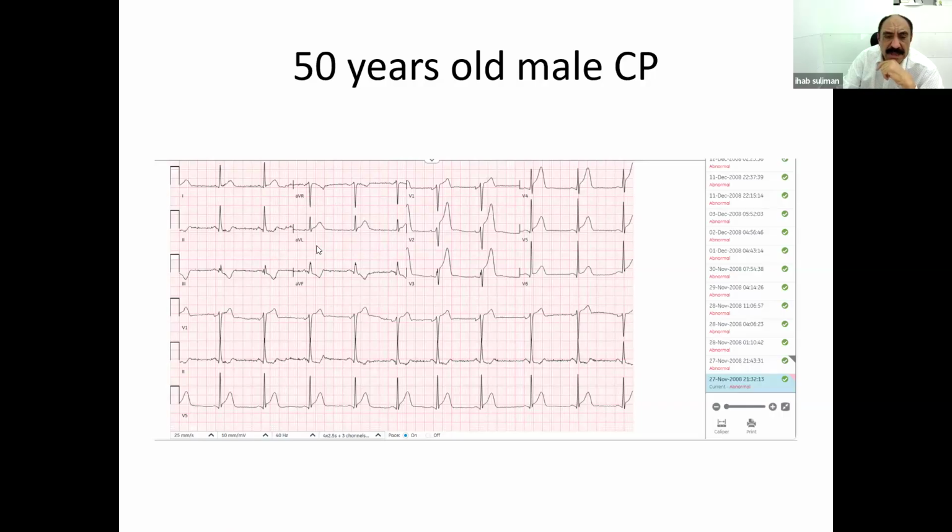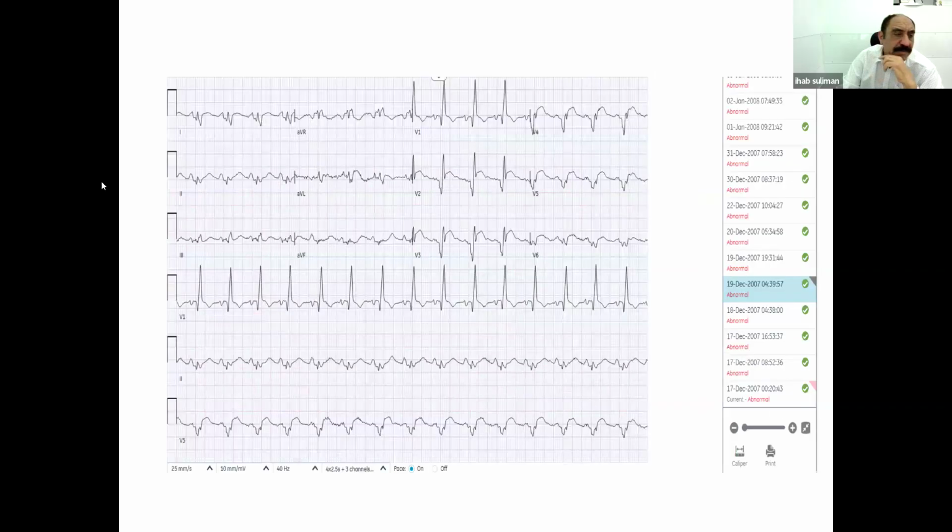Somebody said he cannot see the RBBB, so I can go back. So this is the RBBB. When you have a wide QRS and a tall R in V1 and V2, and the configuration is upside down, we call that a rabbit ear. So this is a right bundle branch block.